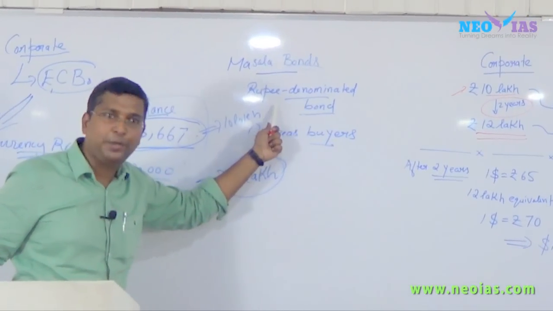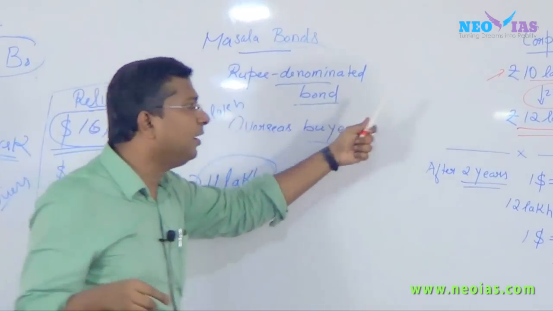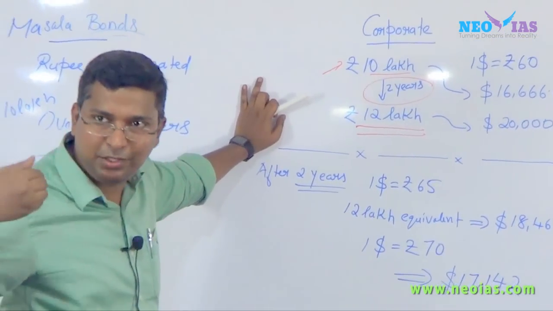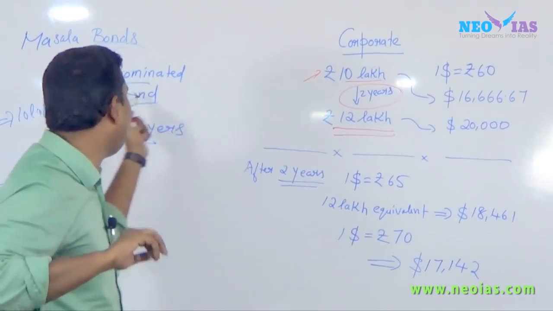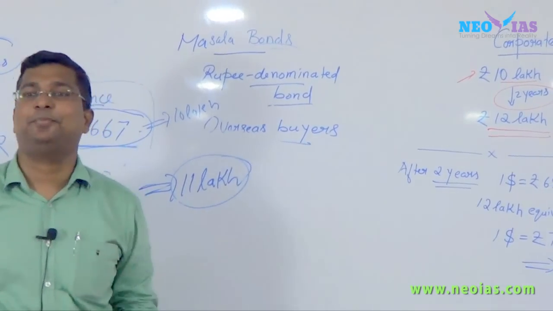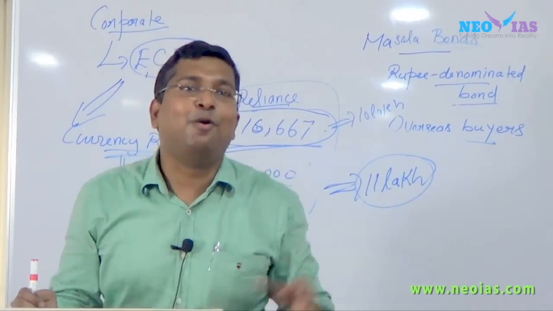You understood the meaning of rupee denominated bond? Yes. Why? The bond is issued in Indian rupee, and once it gets matured it will be paid back in Indian rupee only. So that's why it is called rupee denominated bond. Now to whom is it issued? It is issued to overseas buyers.